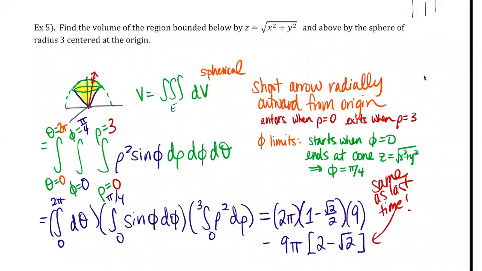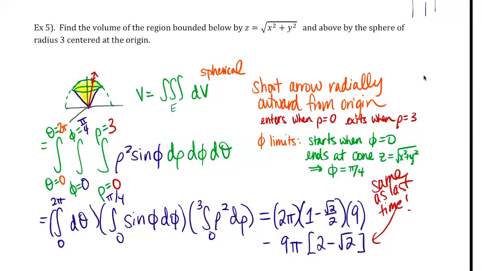Okay, so let's talk through how we do this. We're going to start with changing the dV. So there's the Jacobian, and then d rho d phi d theta. And then for rho, shoot your arrow radially outward from the origin, and look at where it enters the region, which is just when rho is 0, and where it exits. And notice when I shoot it out, it's always exiting along rho equals 3.